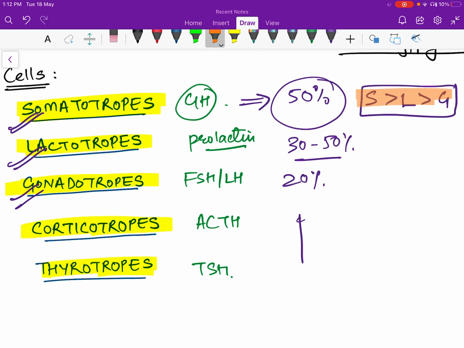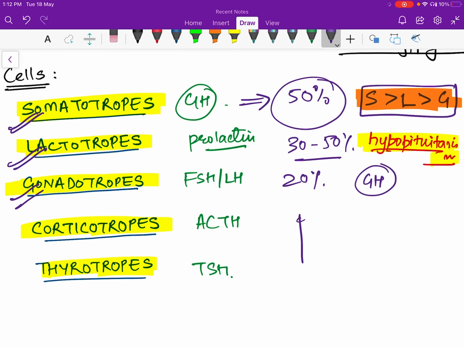Now this sequence is important. Why? Because whenever there is a case of hypopituitarism, it means that the pituitary gland is not functioning. It may be due to congenital reasons or other reasons. So which hormones will be maximum affected? Growth hormone will be affected to the maximum extent, followed by prolactin, since lactotrophs produce prolactin, and followed by FSH and LH.